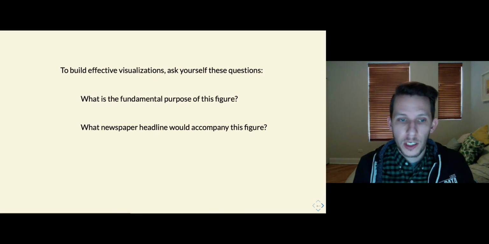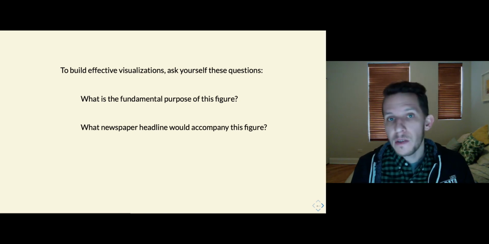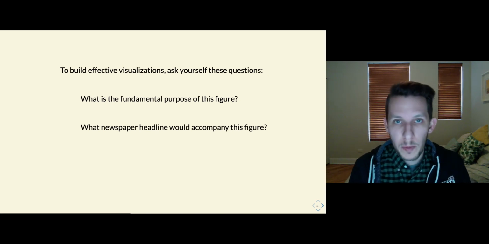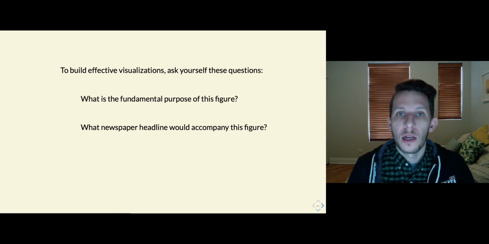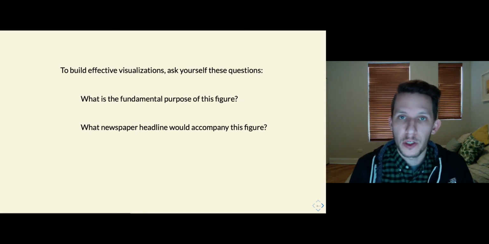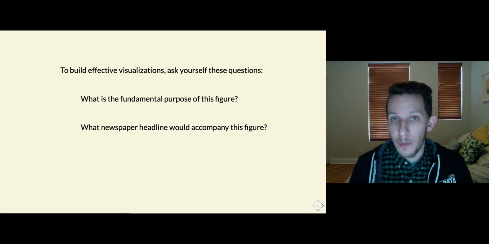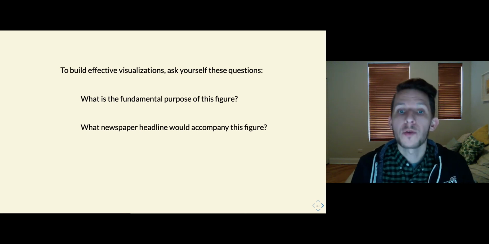The second question is, if this visualization were in the newspaper, what would the accompanying headline be? Right? So imagine that every single thing that you work on is actually a news story. And asking this question about the headline of your figure will help you get back towards the fundamental purpose or the big idea.